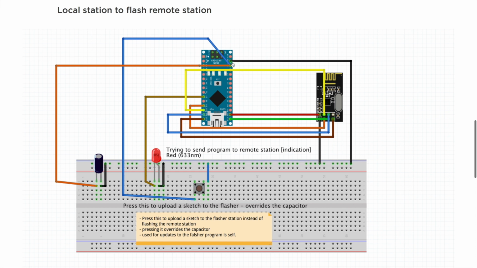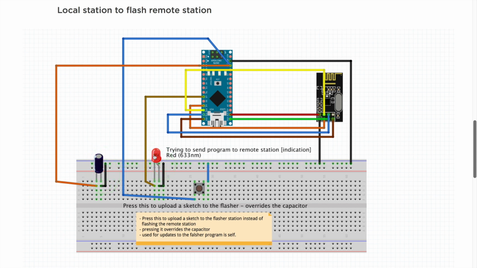And because of that, when the computer is trying to reset this guy, it fails, but the computer still thinks it's burning this station, and this sketch over here is going to capture everything as if it was burning itself, and instead of burning itself, it's going to forward everything to the remote station. Okay, so this little guy is doing everything.